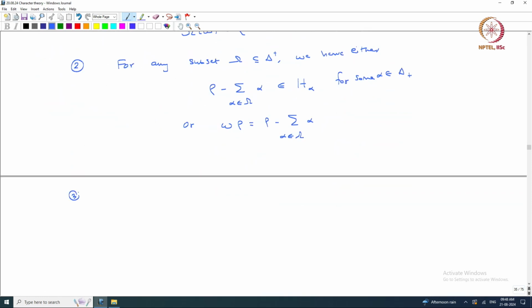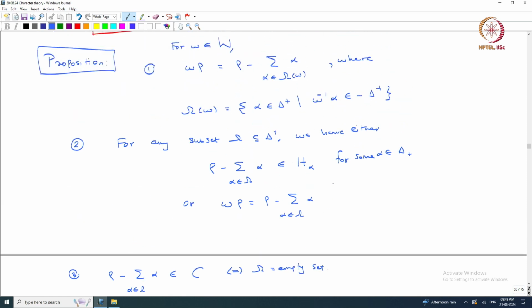Now the third statement, which is again more important. In case rho minus the summation of alpha, alpha in omega, lies in the Weyl chamber, the fundamental chamber, then that should force omega to be empty, and conversely: this holds if and only if omega is equal to empty. So let us prove this one by one. These statements are very important in order to prove the denominator identity. Now let us look at the first statement.